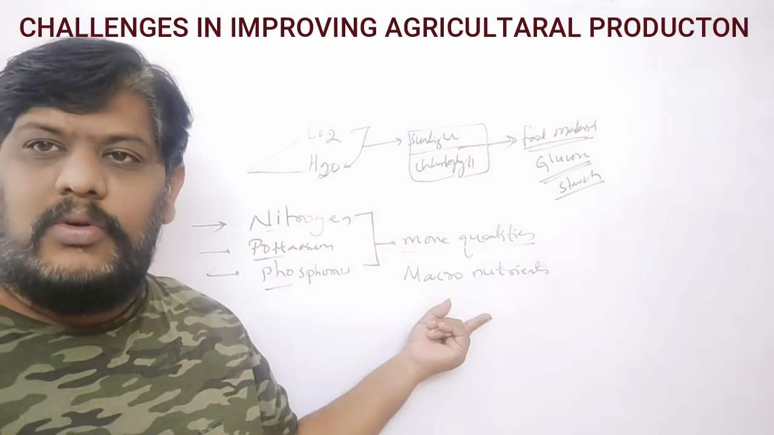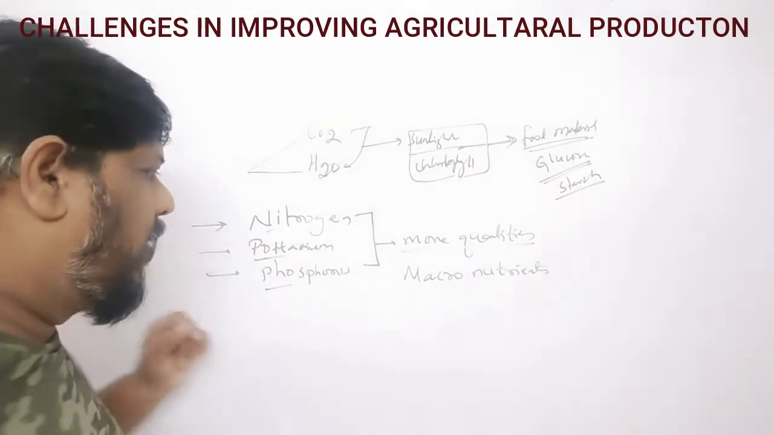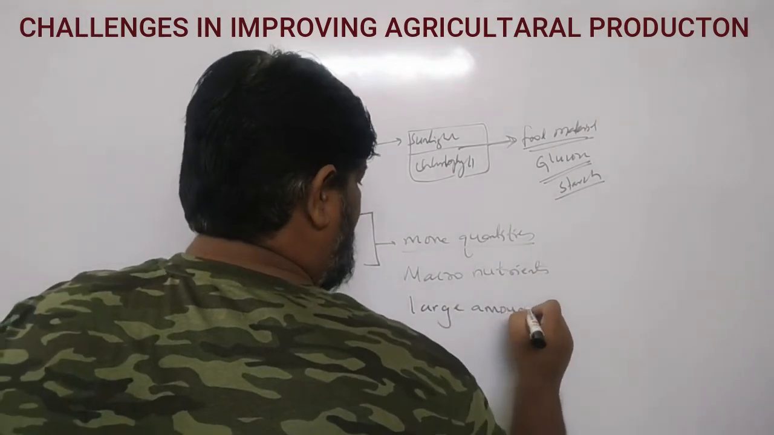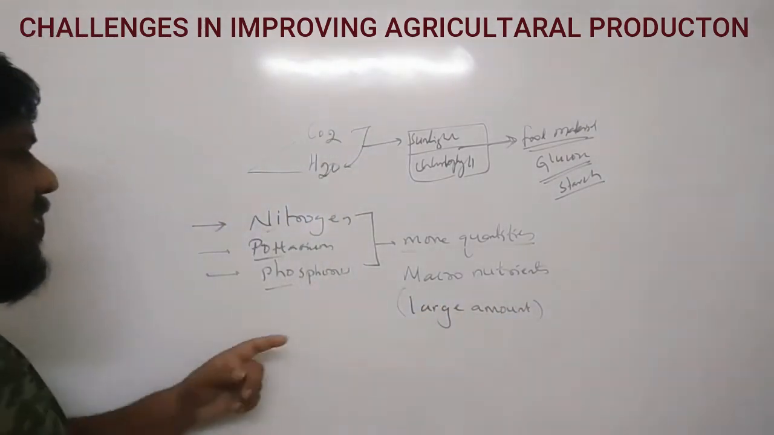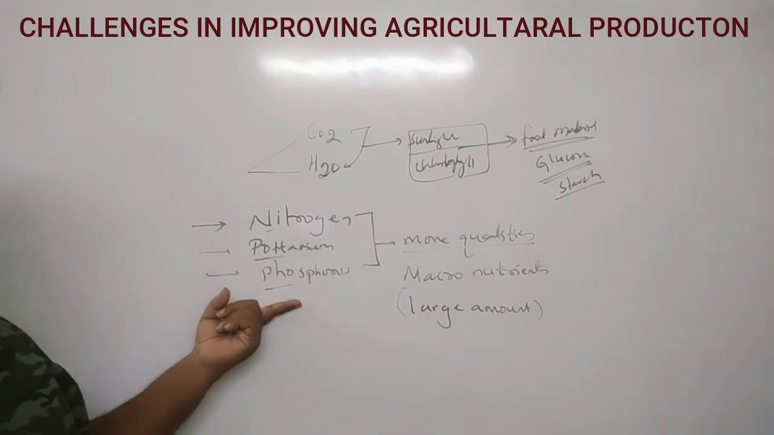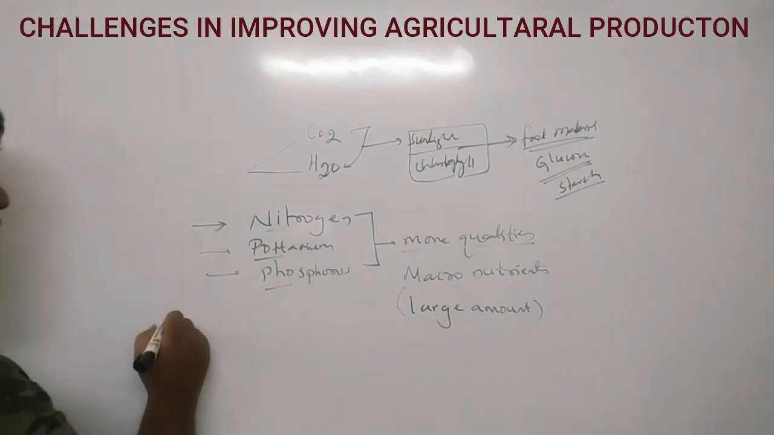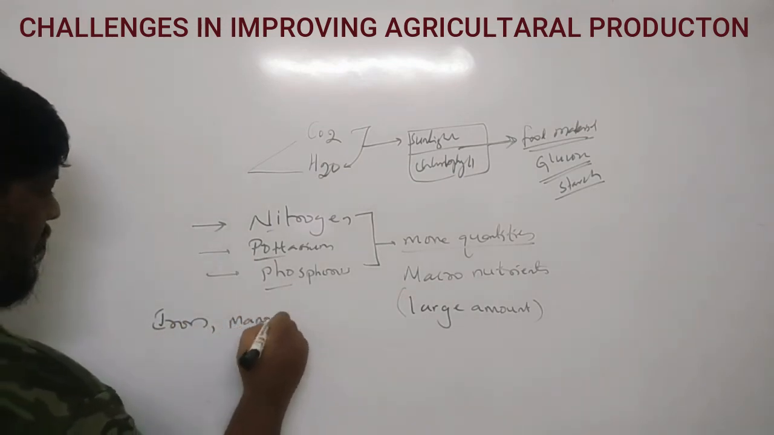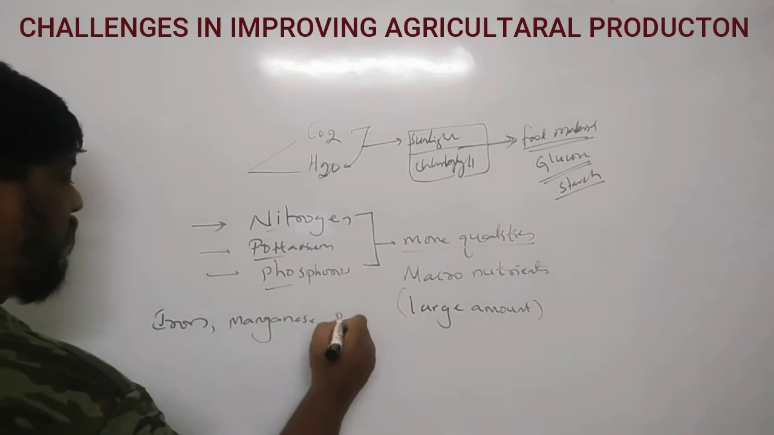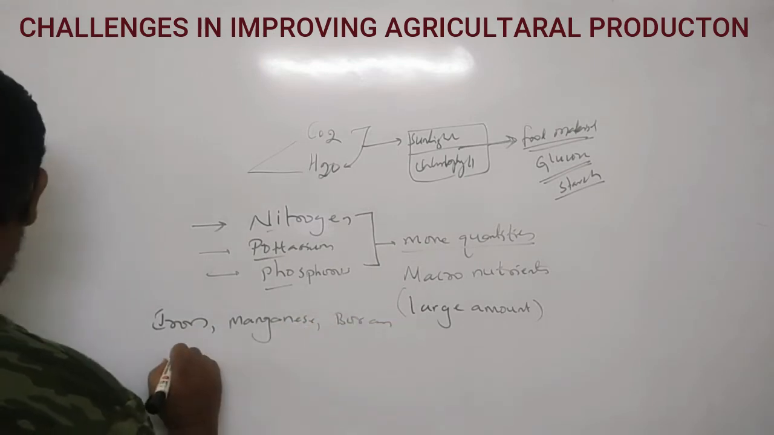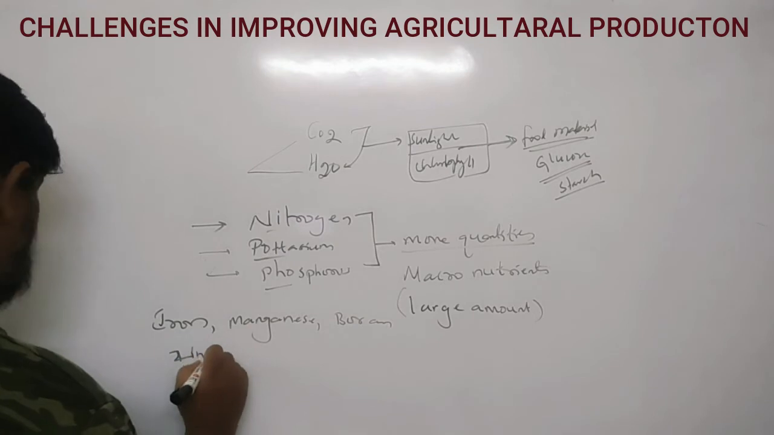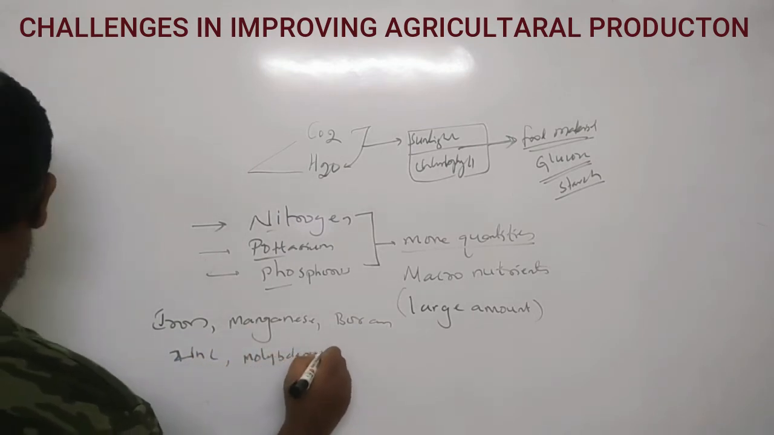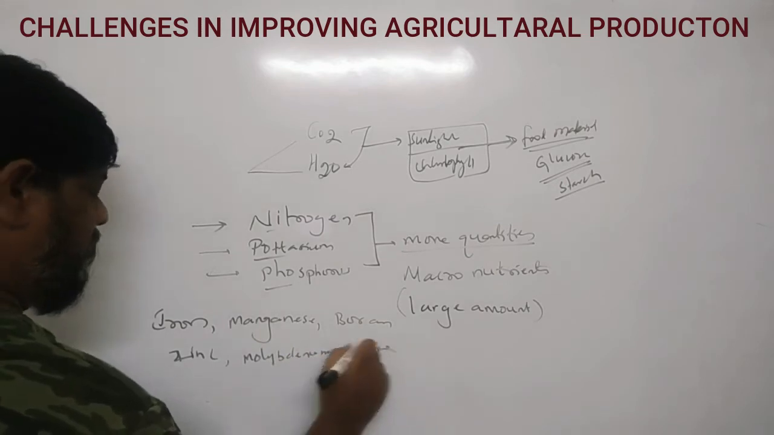Why are they called macronutrients? Because they are required in large amounts, and that's the reason why they are called the macronutrients. And there are some other nutrients also, like iron, okay, manganese, boron, okay, zinc, molybdenum, chlorine, copper.